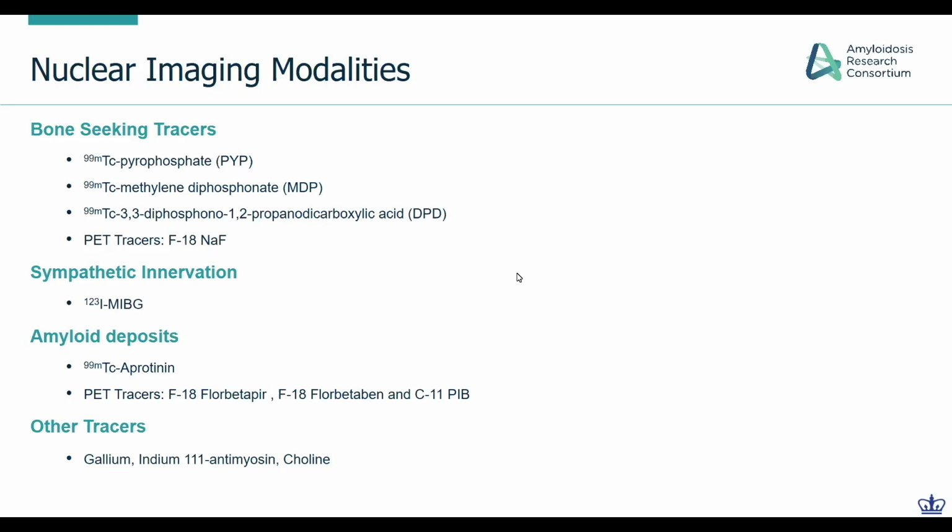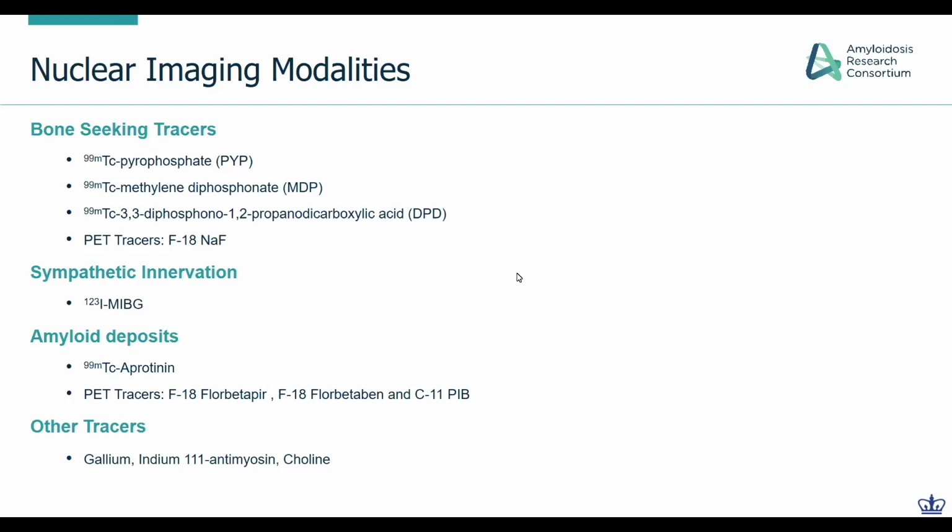So there are different tracers which are available to do amyloid imaging. One is bone-seeking tracers. And the bone-seeking tracers, if you look at this slide, the top three are the SPECT tracers. PYP is done in the US, and now also in a lot of other countries, including China, and Asian countries have started doing PYP imaging. And also some of the European countries are doing PYP imaging now.